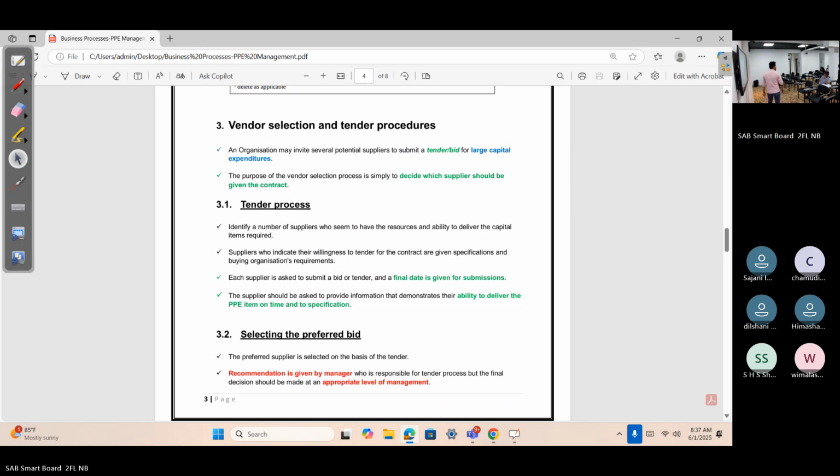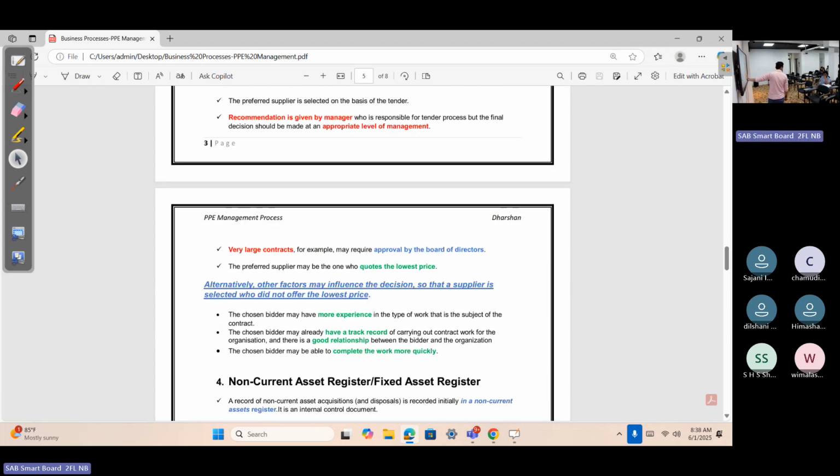Before selecting the vendors, we should get tenders from the suppliers. Generally we select low price suppliers. But in certain situations, even though a supplier quoted a low price, we may not select that supplier. Instead, we may select other suppliers for these reasons: the selected supplier might have more experience, might have a good relationship with the organization, might have a good track record, and can complete the work within the time limit. Because of these 4 reasons, sometimes we may select other suppliers rather than the lowest price supplier.